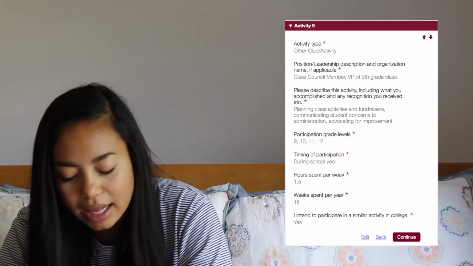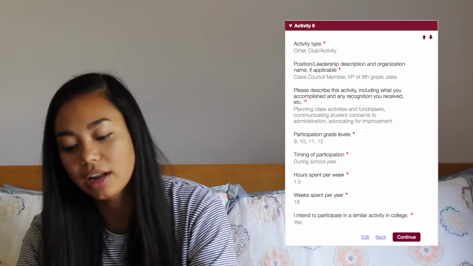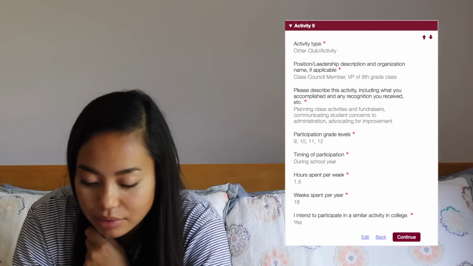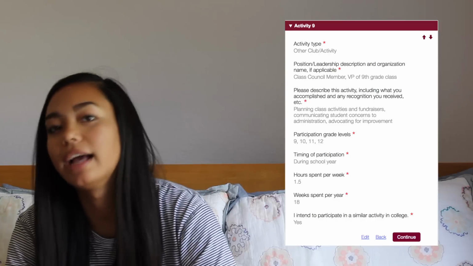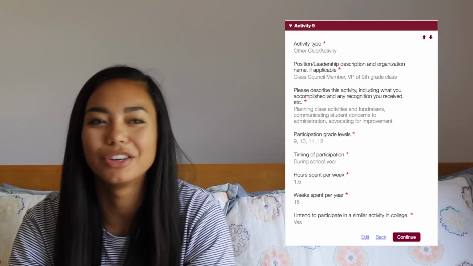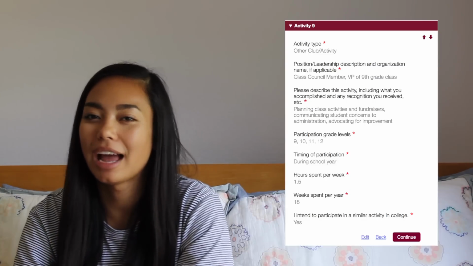I put planning class activities and fundraisers, communicating student concerns to administration, advocating for improvement. Those are just kind of general things that we did. And then I was in all 4 grades, as I just mentioned, and I intend to participate in some sort of class representative thing in college. I don't know if that's true anymore, but at the time I thought I would really want to do that, but now I don't know, we'll see.